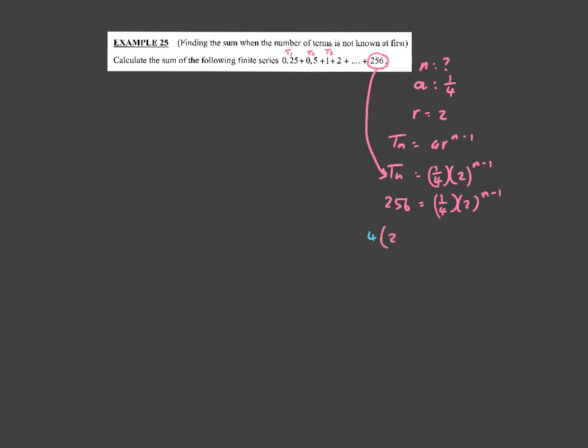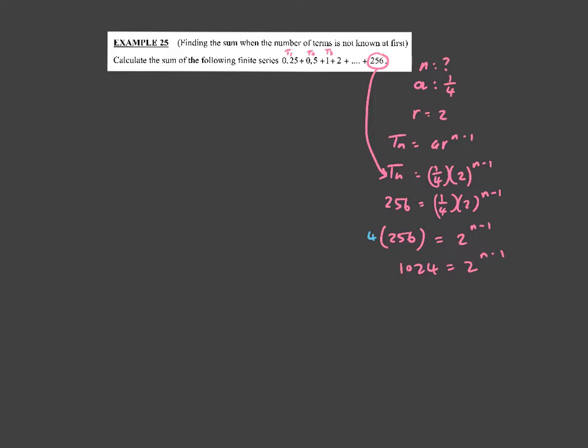So 256 is equal to, if you multiply a quarter by 4, it's 1. That's why we multiply by 4. That is equal to 2 to the power of n minus 1. 256 times 4 is equal to 1024. So 1024 is equal to 2 to the power of n minus 1.